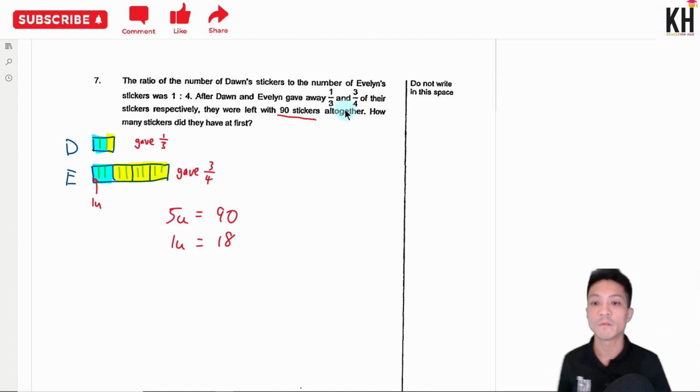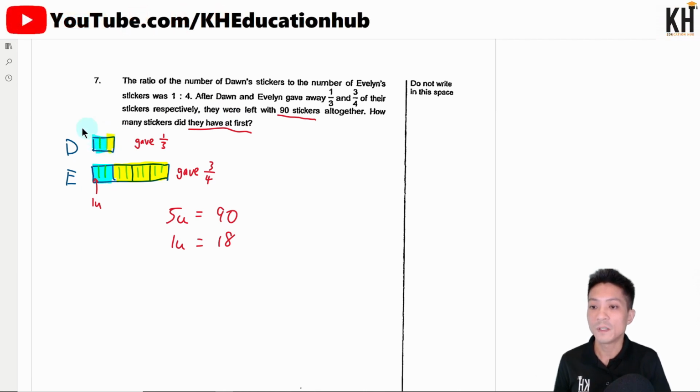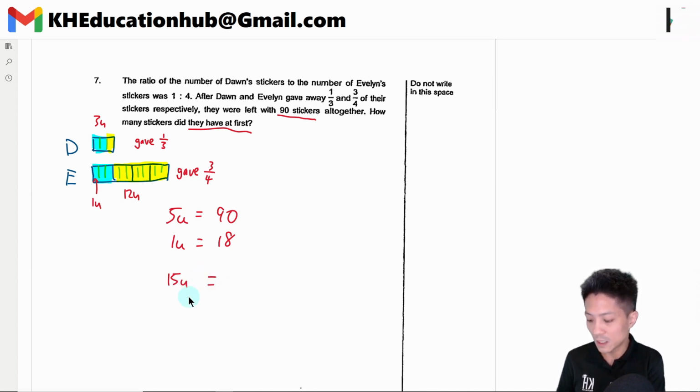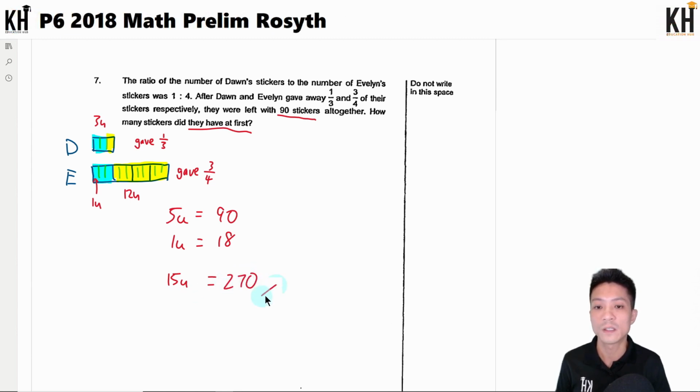The question wants me to find how many stickers they had at first. Okay, at first Dawn will have 3 units and Evelyn will have 12 units, right? So altogether will be 15 units. Okay, so 18 times 15 will give me 270 stickers.